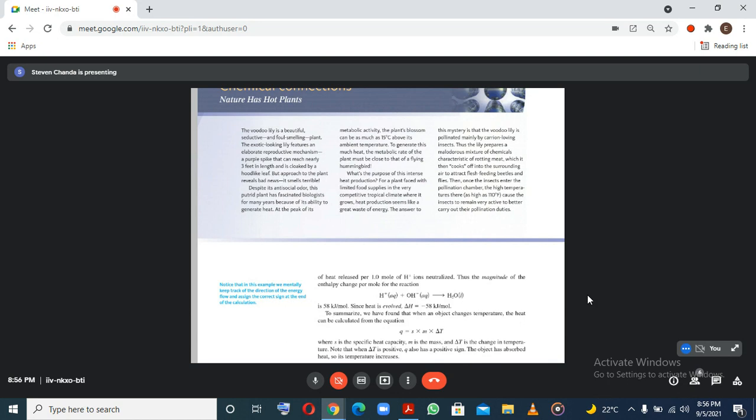Notice that in this example, we mentally keep track of the direction of the energy flow and assign the correct sign at the end of the calculation. Okay, so to summarize, we have found that when an object changes temperature, the heat can be calculated from the equation: specific heat capacity times mass times the change in temperature. Note that when the change in temperature is positive, heat also has a positive sign. So it means that the object has absorbed heat, so its temperature increases.